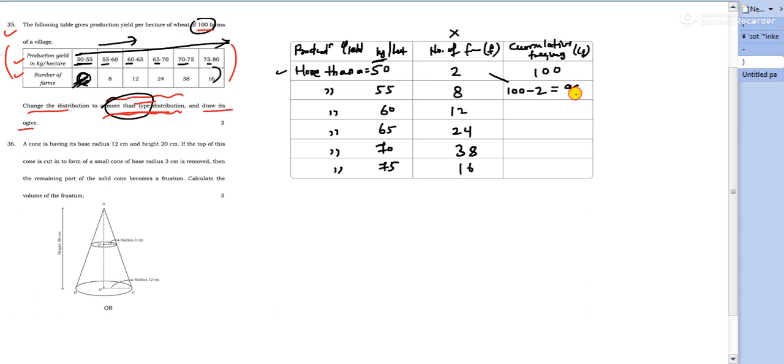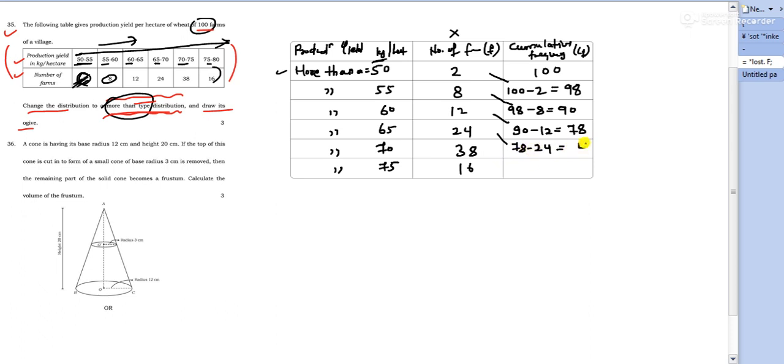So this becomes 98. Now this will be subtracted from the next. So 98 minus 8, how much is that? 90. Are you getting it now? Just do that. 90 minus 12, how much is that? You'll get 78, and 8 minus 1 is 7. Now 78 minus 24, how much will you get?